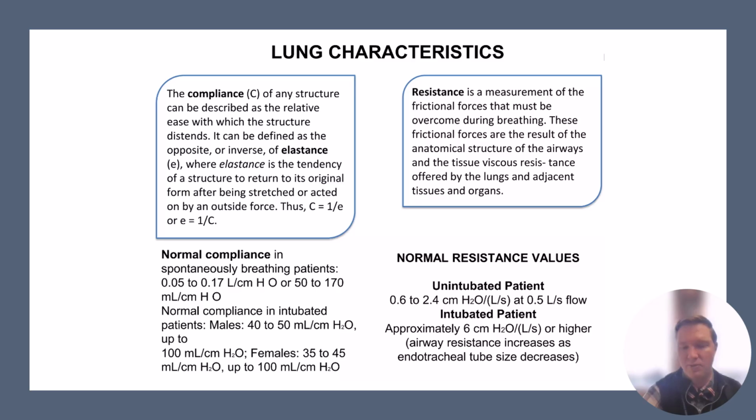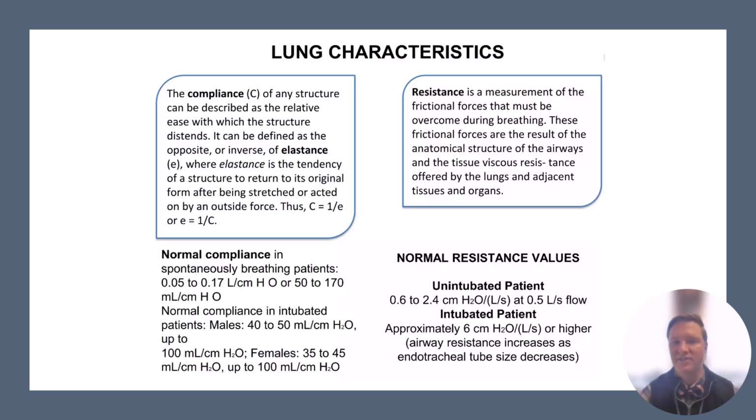And also, what's their workload? Is the patient using their muscles actively to do this? They may have a struggle to actively do that as well because they're fatigued, and so that's going to decrease the amount of negative pressure breathing and the compliance as well. Resistance over here on the other side, for an unintubated patient, is 0.6 to 2.4 centimeters of water per liter per second. That's okay, but what we're looking for traditionally in our intubated patients is roughly around 6 centimeters of water per liter per second as around normal.